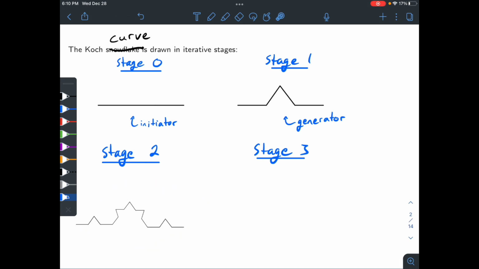From stage 2 to stage 3, what's going to happen? Well, now I have even more of these line segments. I'm not going to count them, but I have a lot of line segments. And each of those line segments I'm going to replace with this picture. Okay? So, yeah, it's going to get complicated pretty fast.